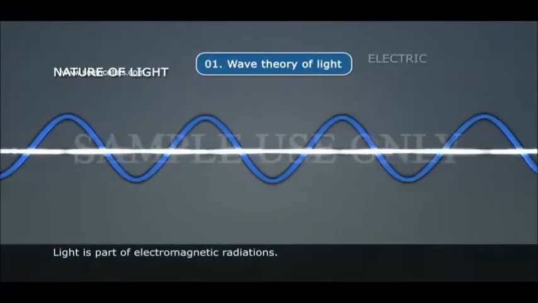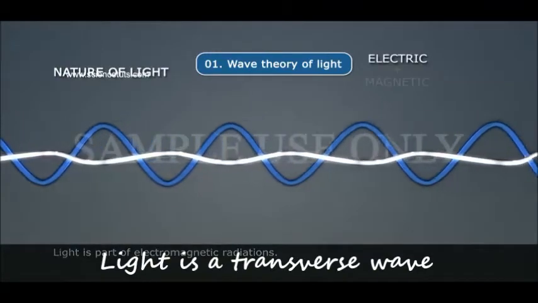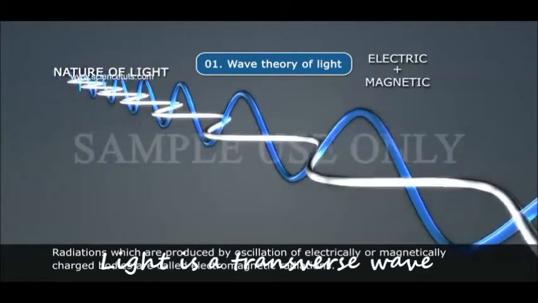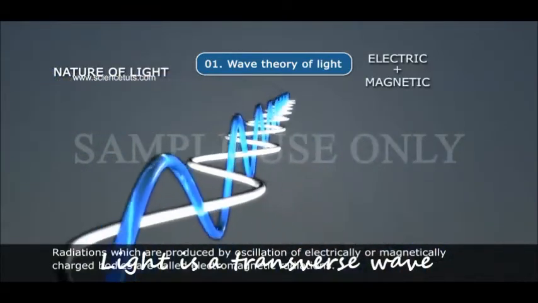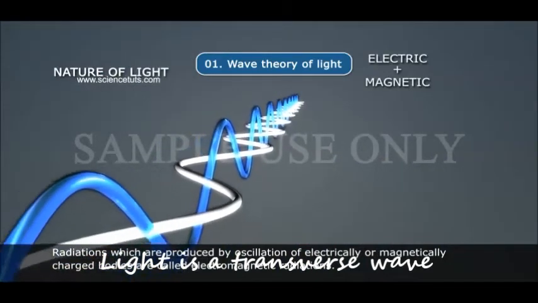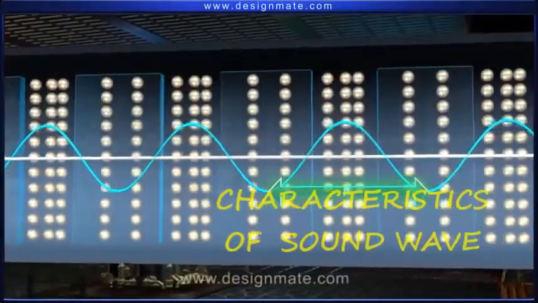Theory of light. Light is part of electromagnetic radiations. Radiations which are produced by oscillation of electrically or magnetically charged bodies are called electromagnetic radiations. Two consecutive compressions or rarefactions.